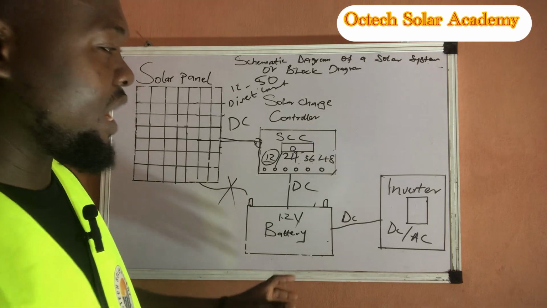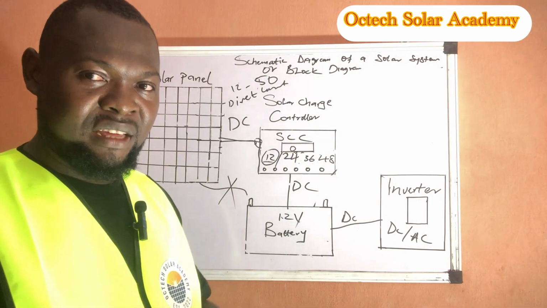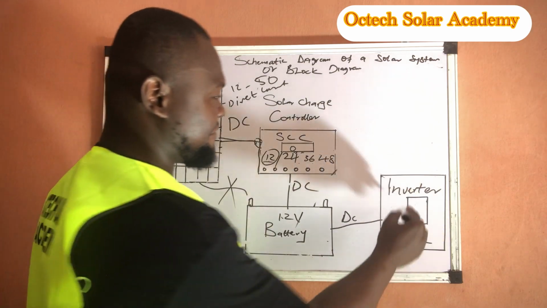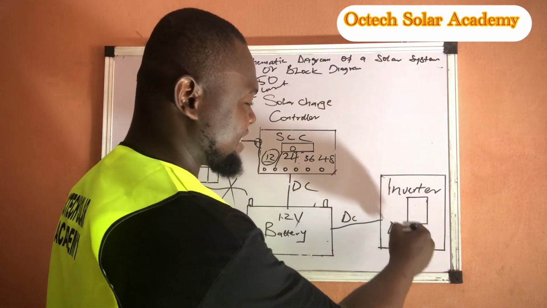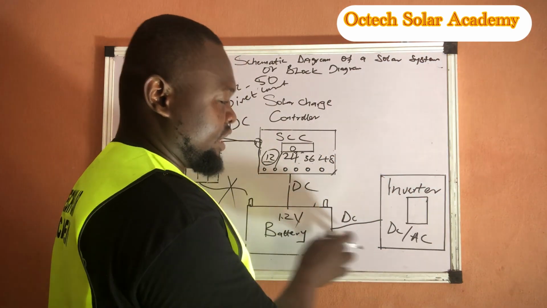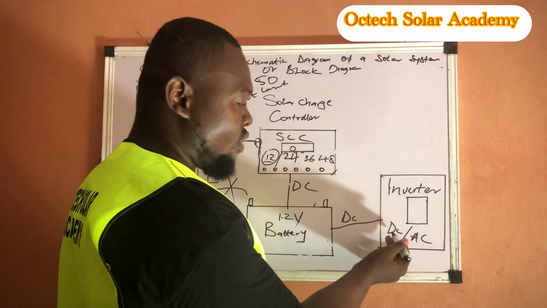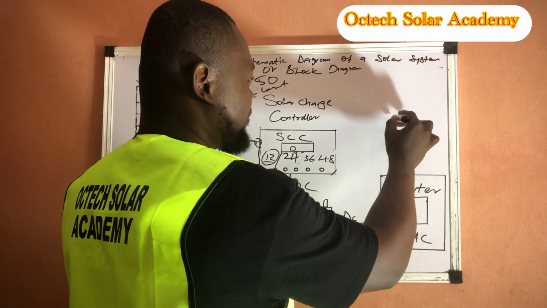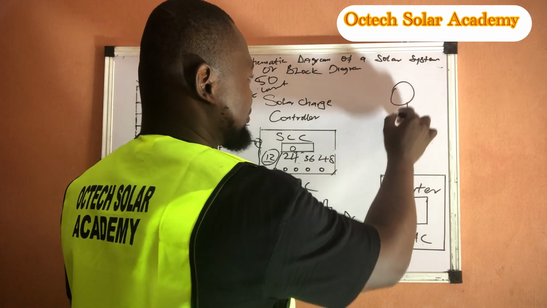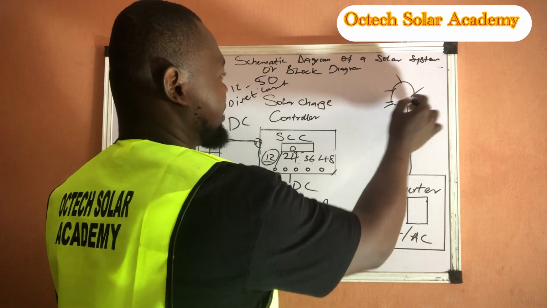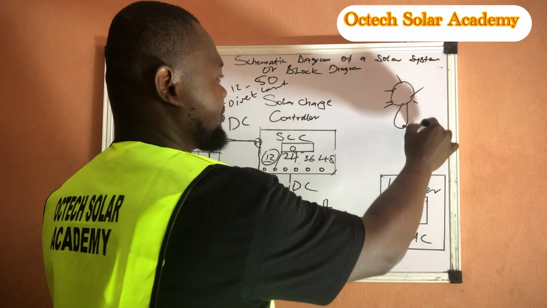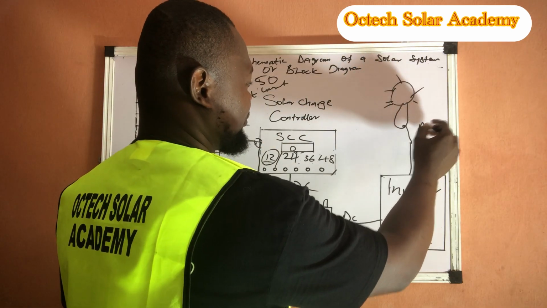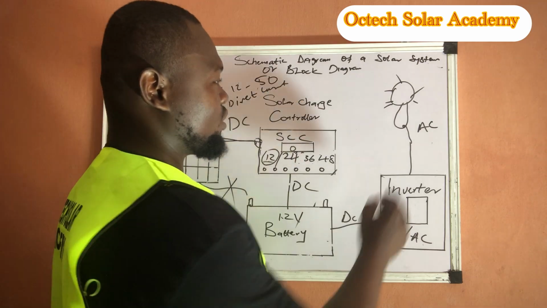So now, since we have AC as our conventional appliances, the work of this inverter is to convert the energy from this battery into AC, so that it will be suitable for our conventional appliances, which are our bulb lighting points, which are AC. So this is now how the system works.